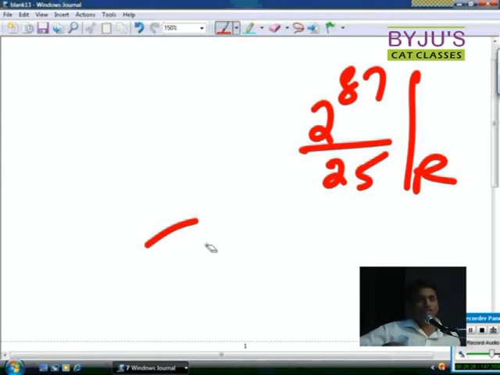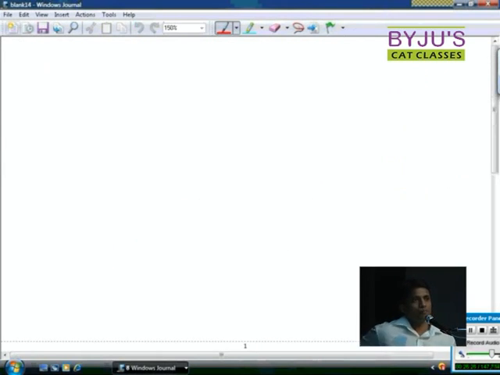So last 2 digits is covered once and for all. There are many more applications if you know last 2 digits. We'll look at it in a later workshop.